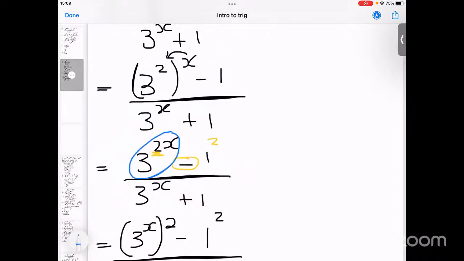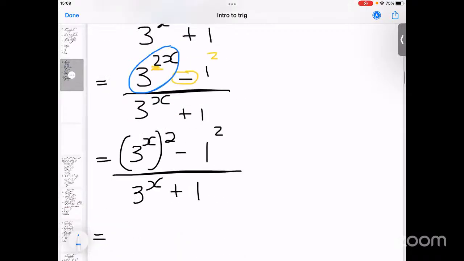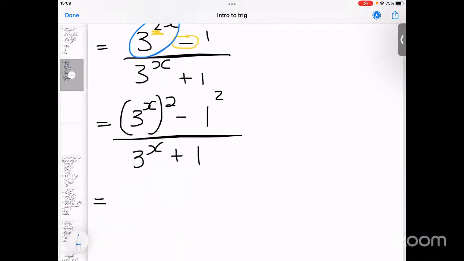I just swapped. Took that to the outside and then that to the inside, just so that it will make sense when I say the difference between two squares. Because even if you say this times that, it takes you back to 3 to the exponent of 2x. So why did I say the difference between?